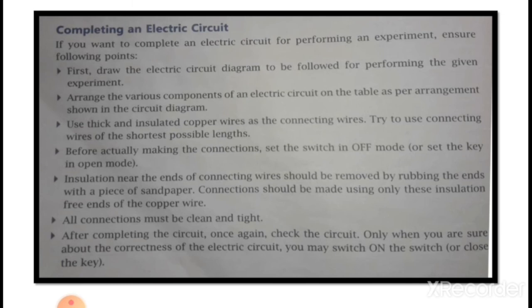So children, first you have to draw the circuit diagram. And as per the circuit diagram, you have to arrange all the components on the table for performing the experiment. Third, use insulated and thick copper wires as connecting wires. And try to use connecting wires of the shortest possible length. It means the components must be near to each other, they should not be far apart. So take care to use connecting wires of the shortest possible distance.